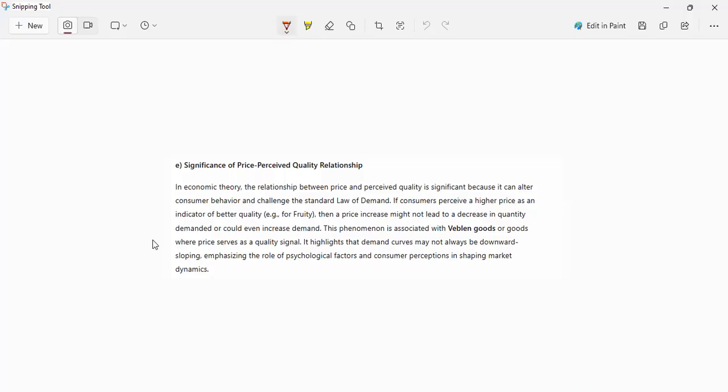So an increase will also decongest what? The number of users. All right.